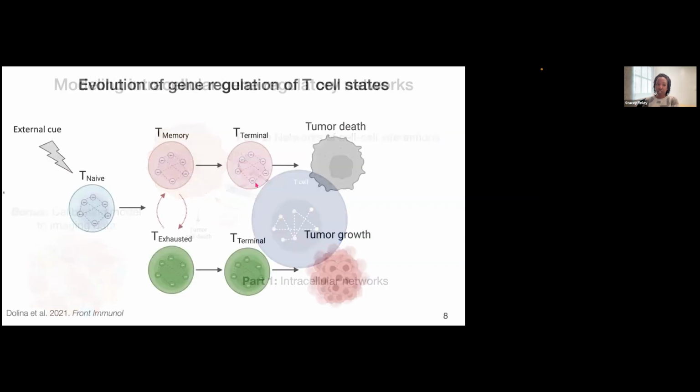So starting with part one, which is studying intracellular networks and specifically gene regulatory networks inside of T cells. We know that given some stimulus, naive T cells will differentiate to go to a terminal state, which might be a terminal state that is able to promote tumor death. We call this the pro-memory proliferative state, or it can go towards a terminally exhausted state, which then permits tumor growth. So it's important to understand how the gene regulation and the expression of different genes influences which of these states it will go to, because that influences what the T cell is able to do.